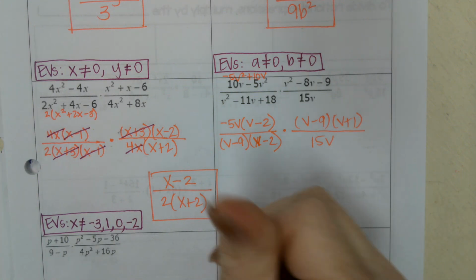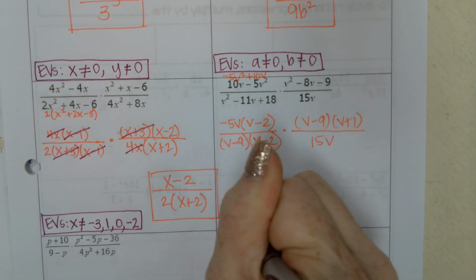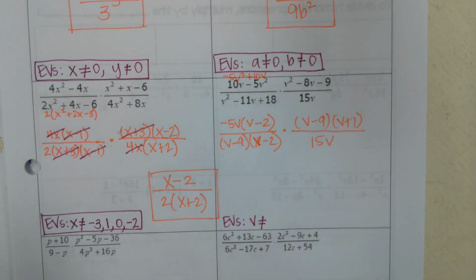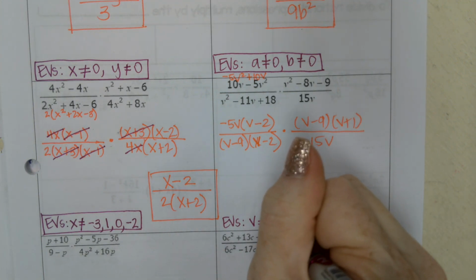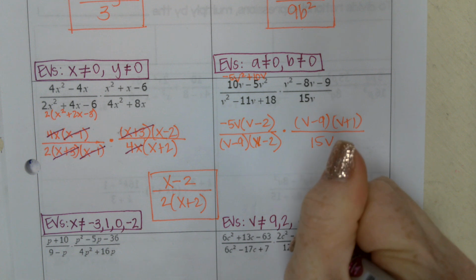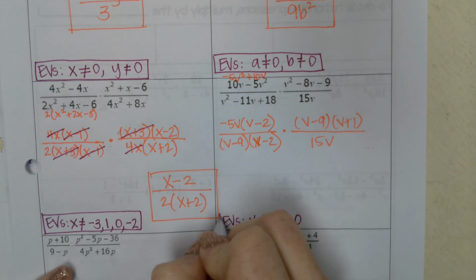The second thing I need to do is identify my excluded values. And here I want to list all the things that v cannot be. All right, can't be 9, 2, or 0. Good.